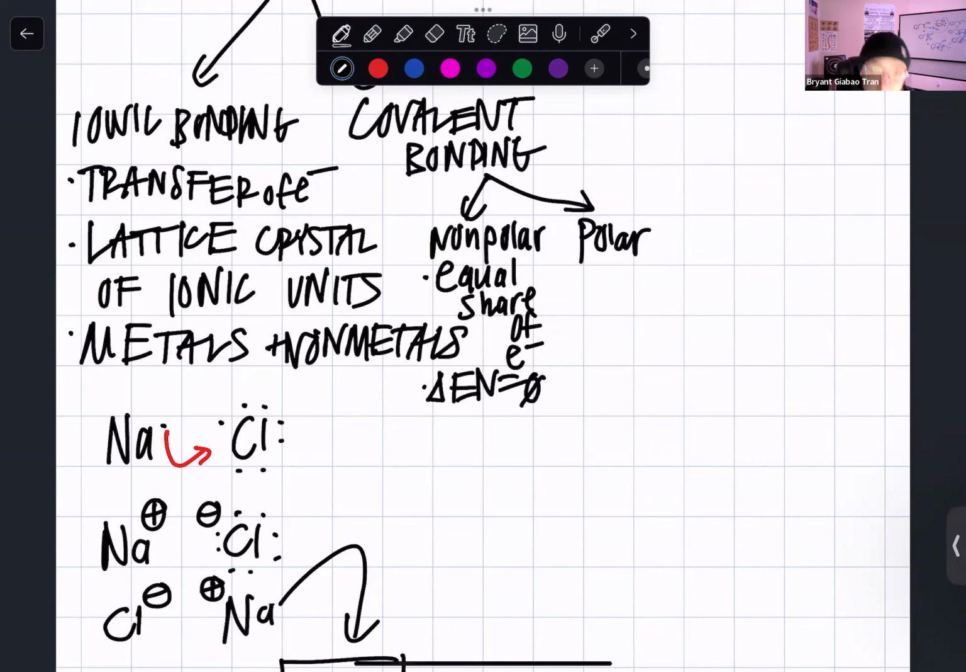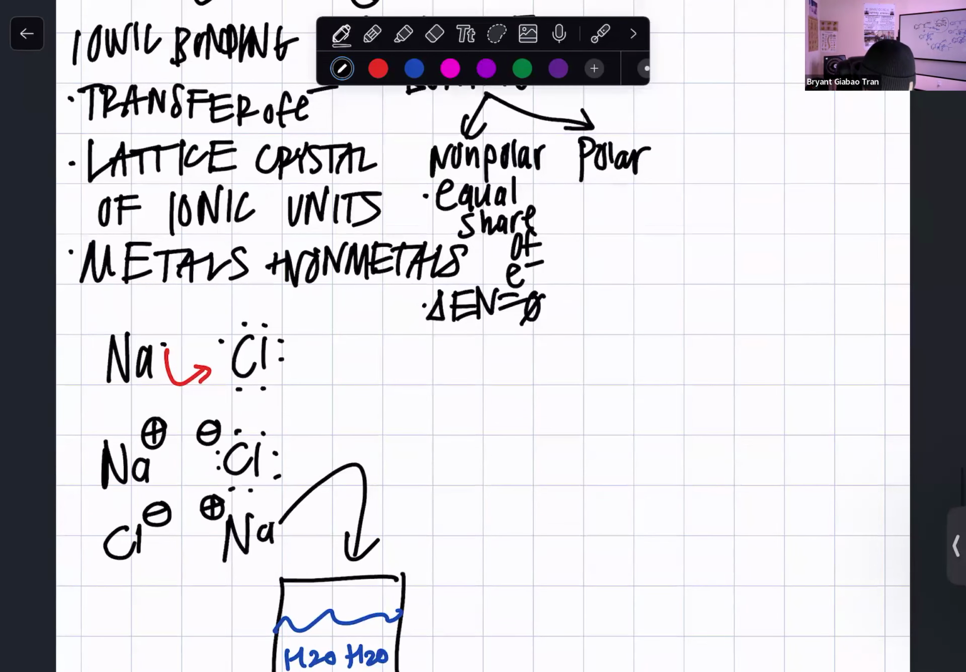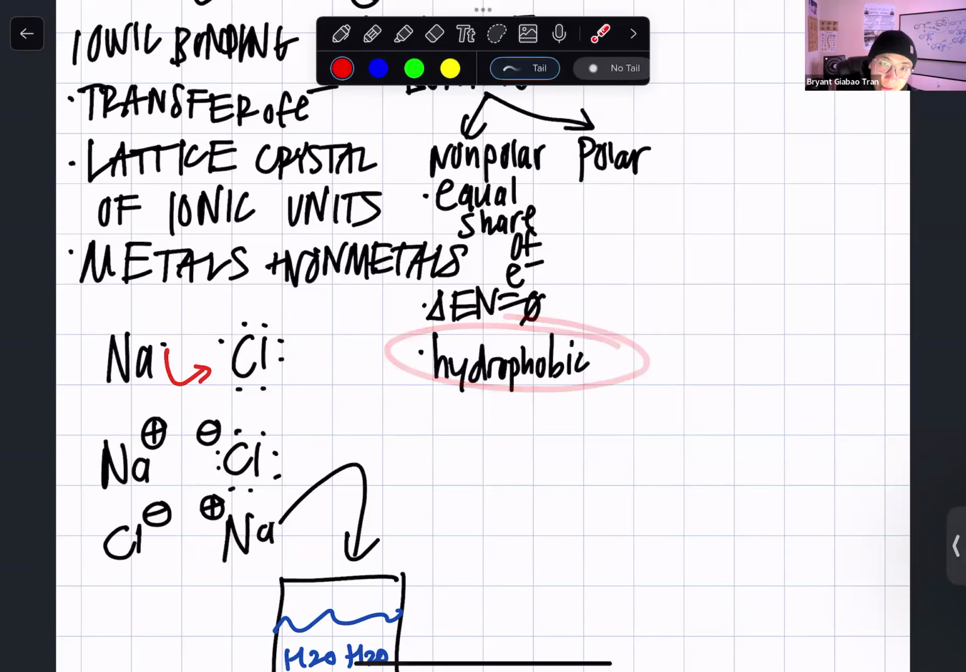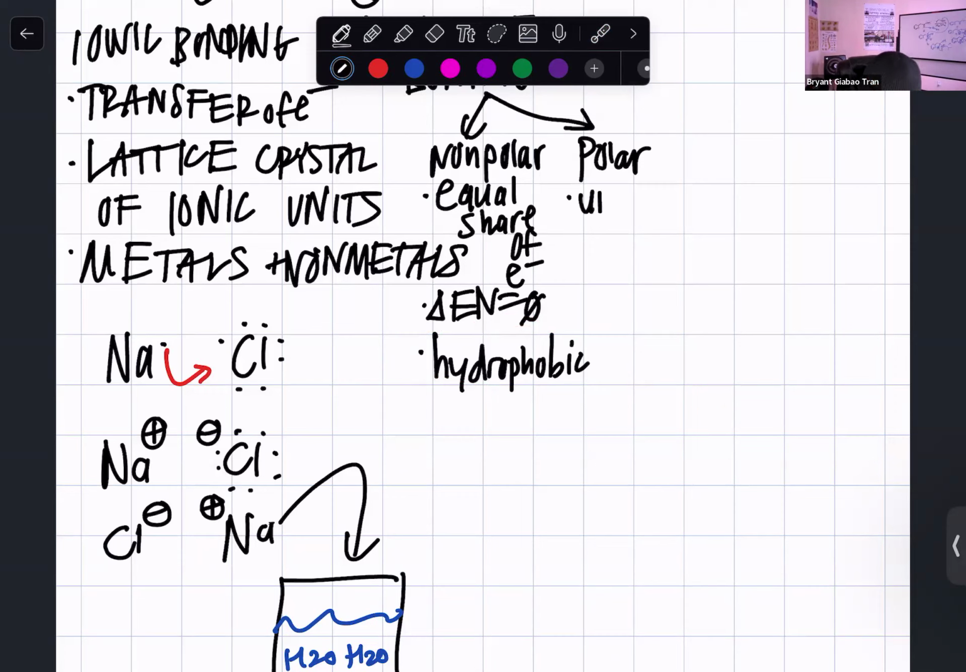And if that's the case, there's no partial charges. There's no partial positive charge. There's no partial negative charge. So this is going to be hydrophobic, right? There's no dipole moment. They are going to repel water. They dislike water. They are not going to dissolve in aqueous solution, right? Whereas a polar bond is going to have an unequal share of electrons where the difference in electronegativity is not 0, right?